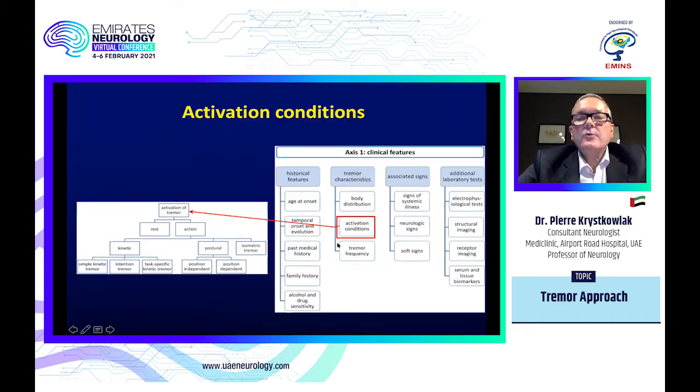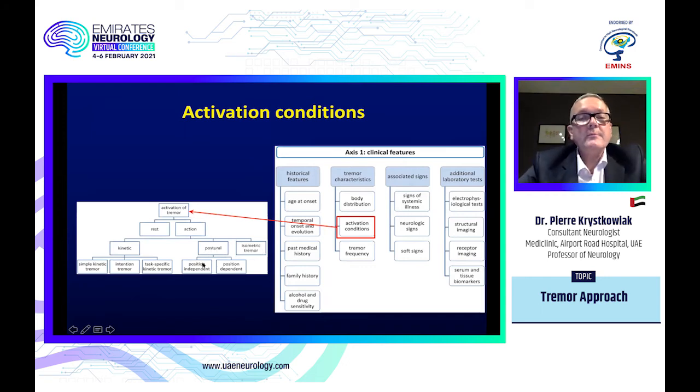So now, what about the activation condition? This is also a crucial part of the clinical examination and of the clinical classification in syndromes. Activation of tremor. There is sometimes some confusion. Definitely there is rest tremor and there are action tremors that can be divided in kinetic tremor, postural tremor, and isometric tremor. Isometric tremor is a tremor of the fist when you do that.